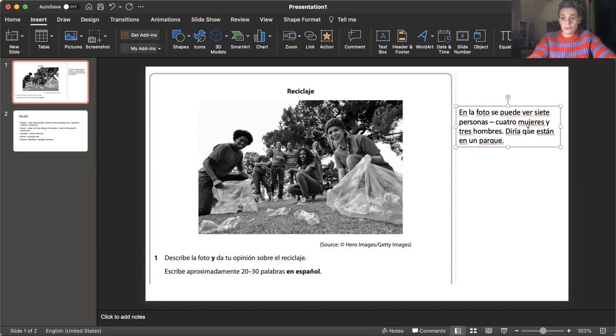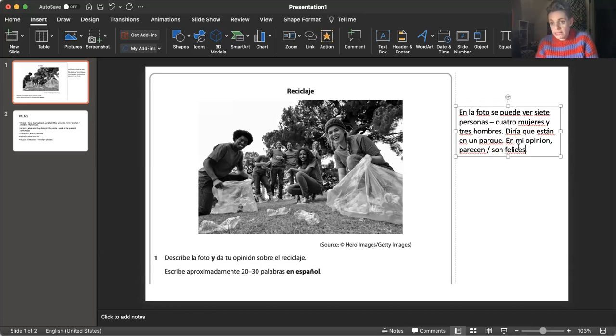Then I'm going to add a bit about the mood in the photo. As you can see, they all look quite happy to be there. So I'm going to put en mi opinión, parecen felices. So in my opinion, they appear happy. However, instead of parecen, if it's a bit difficult to remember, you could put son felices, they are happy. But parecen is a little bit more advanced. So that's they appear or they are happy.